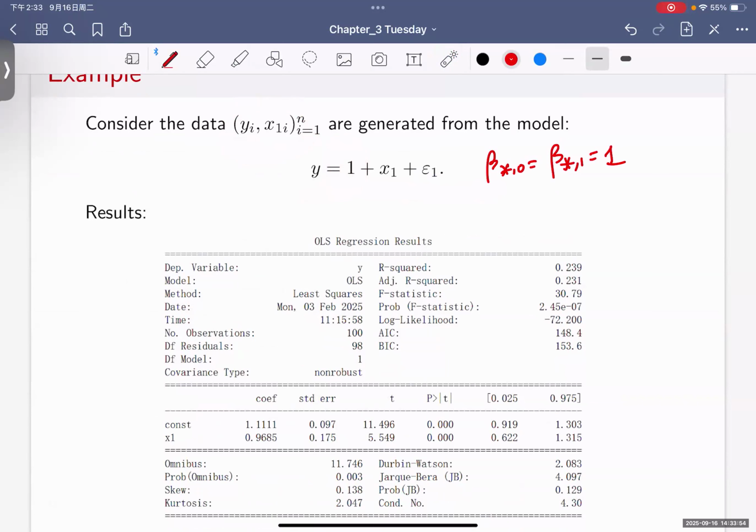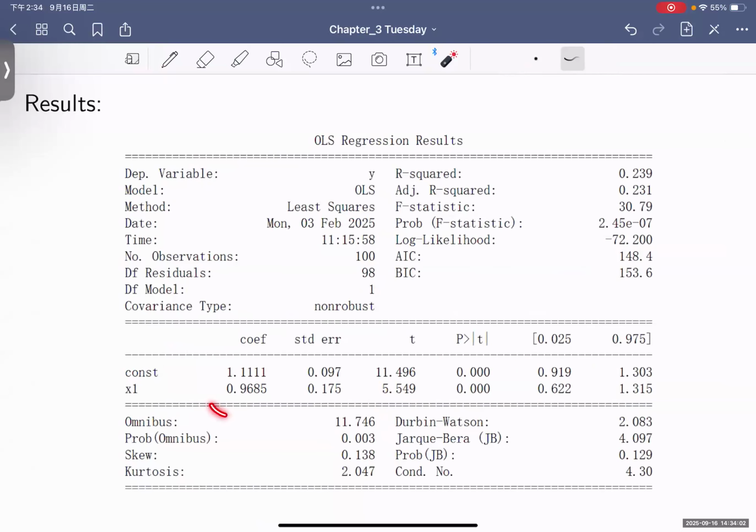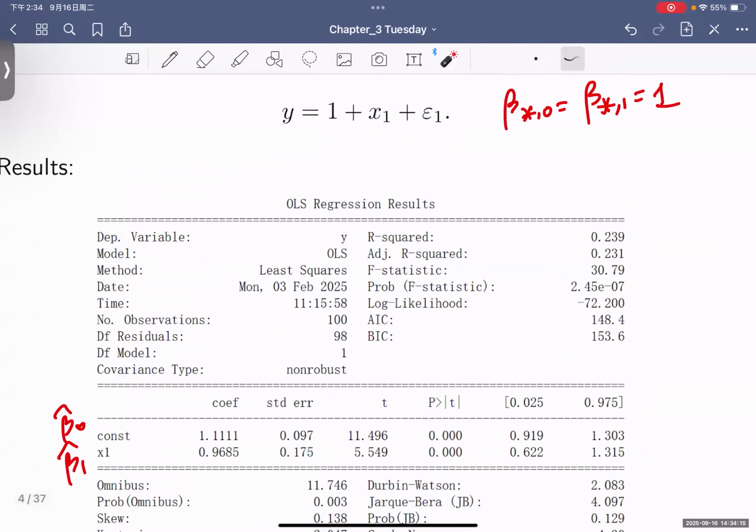I also adopted the Python package to find the least square estimate. We can find the coefficients, where the constant stands for our beta hat 0 and beta hat 1. They are pretty good. We know that the ground truth is 1, and we find these two are close to 1. So everything is usual, matching the same phenomenon as in our chapter 2. Both estimates are close to the ground truth.